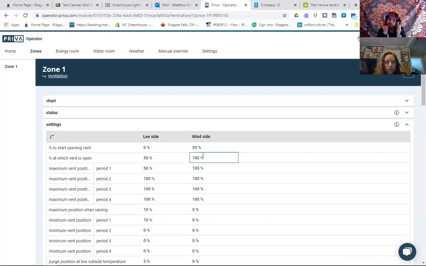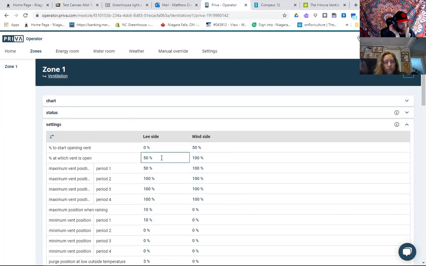And this is where we would set the lee side versus the wind side. You guys can see this, right? The Priva operator. I think I'm still sharing that screen. Cool. And percentage, so in our settings right here, the percentage at which to start opening the vents. Lee side is basically opening immediately. As soon as there's any cooling required, the lee side vent will open. Okay? The wind side vents won't open until there's 50% cooling required. Okay?